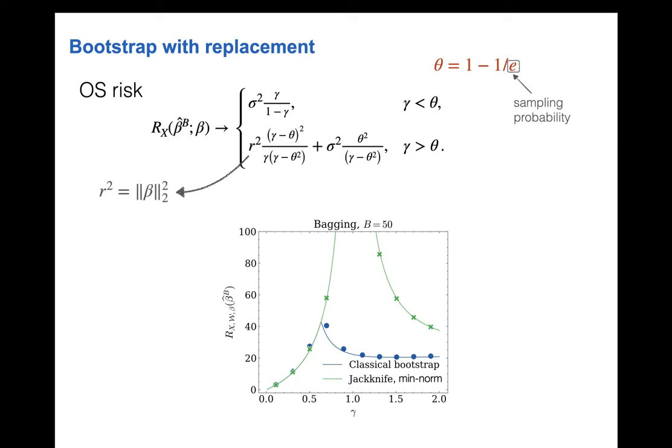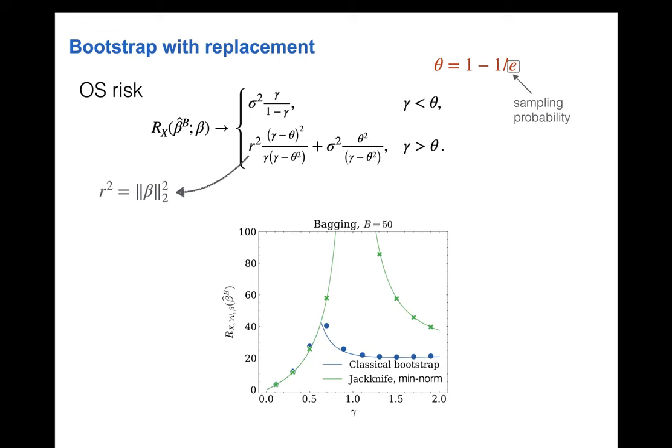So for the bootstrap with replacement, we can go on with the calculation. Actually, the calculation here is even harder because I have repeated entries for the model, so it's even harder to analyze. But surprisingly, if you calculate the out-of-sample prediction risk, it looks exactly the same as the Bernoulli bootstrap. The only difference is that you take the sampling probability to be exactly 1 minus 1 over e, where e is just the Euler constant. So the bootstrap with replacement has a fixed sampling probability, which is 1 minus 1 over the Euler constant e.